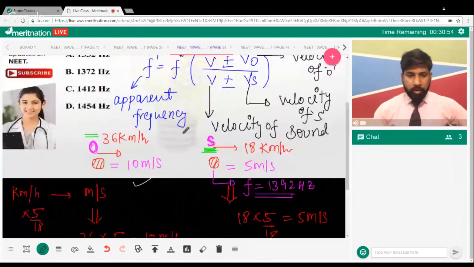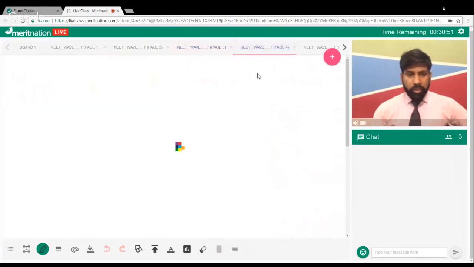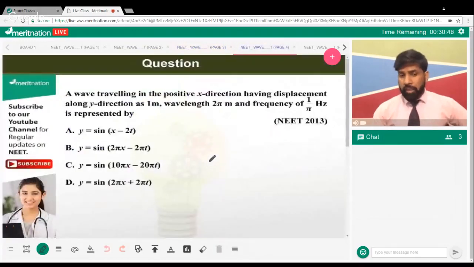Let's talk about the next question. Here you can see on your screen, students, a wave traveling in the positive direction having displacement along the y direction as 1 meter, and wavelength 2 pi meter and frequency of 1 by pi hertz, is represented by what? Basically in this question we need to find the equation of the wave traveling in the positive x direction. The displacement of the particles along y is given as 1 meter, the wavelength is 2 pi meter, and the frequency is also given.